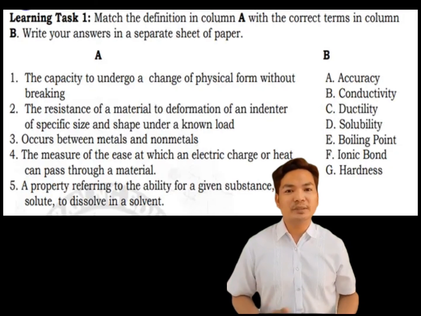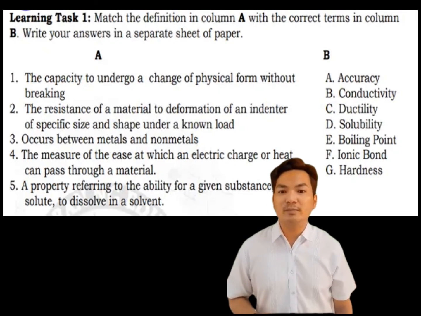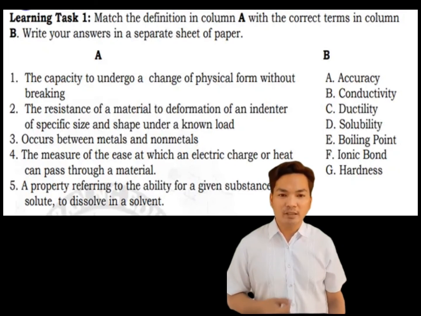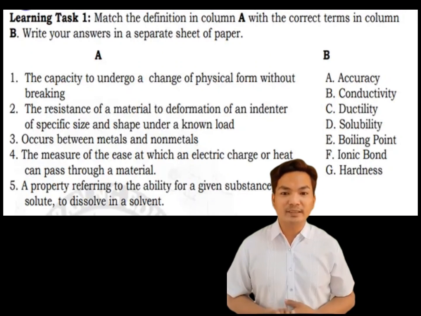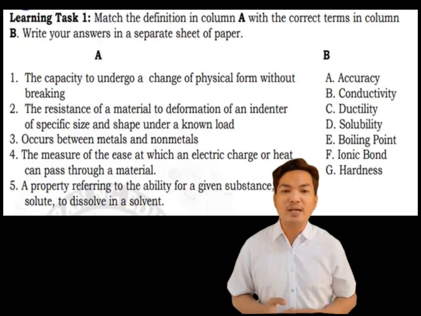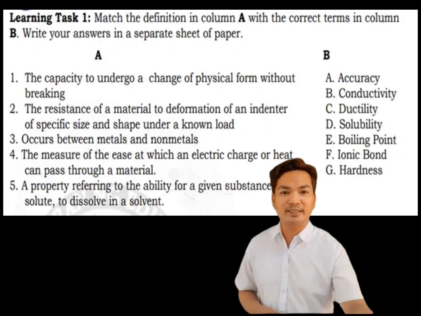After we discussed all about chemical bonding, what you will do now is match the definition in column A with the correct terms in column B. Write your answer in a separate sheet of paper. I will give you at least 5 minutes to answer this learning task number 1.